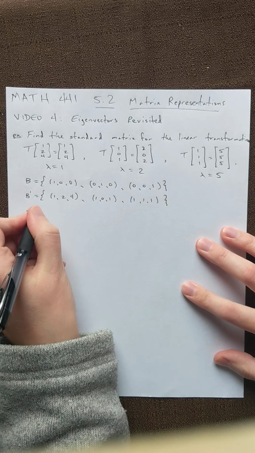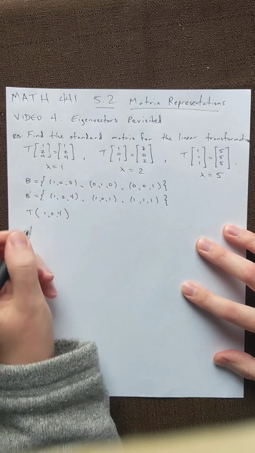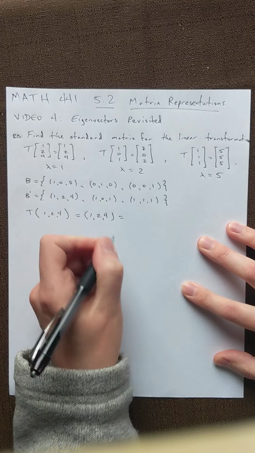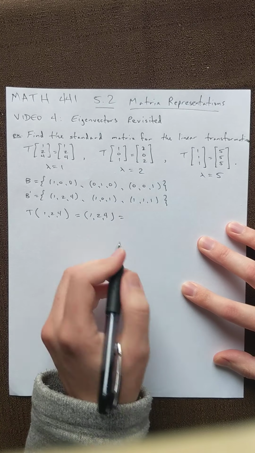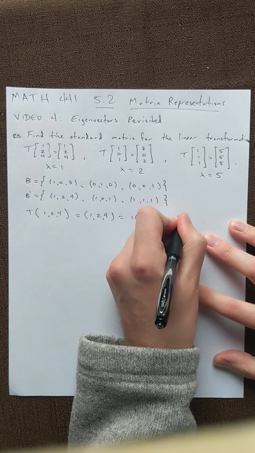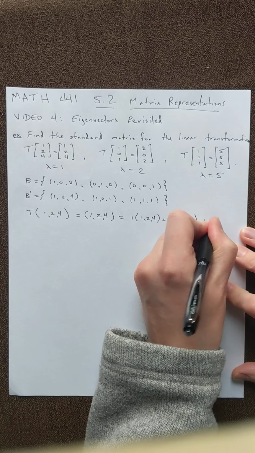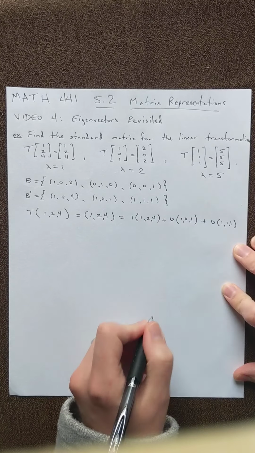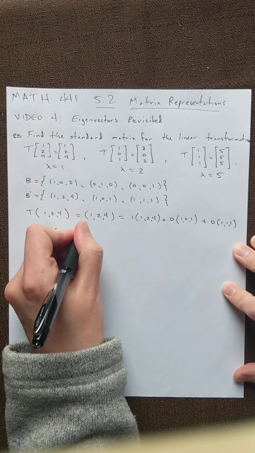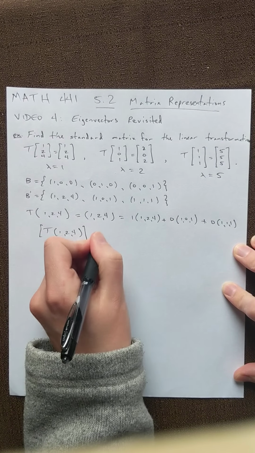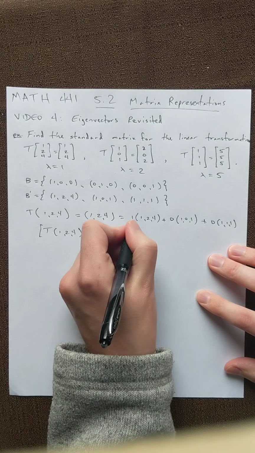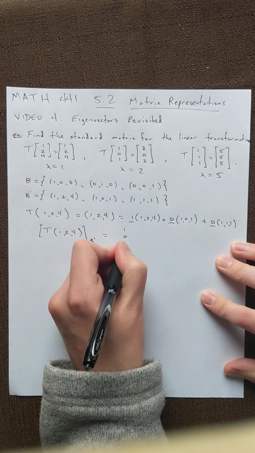If I take T of the first eigenvector, then I get 1, 2, 4, and I'm going to write that as a linear combination of vectors in B prime, which is 1 times 1, 2, 4 plus 0 times 1, 0, 1 plus 0 times 1, 1, 1. Okay, so that means that T of 1, 2, 4, if we write its coordinate vector relative to the B prime basis, what we're going to get is our coefficients, 1, 0, and 0.